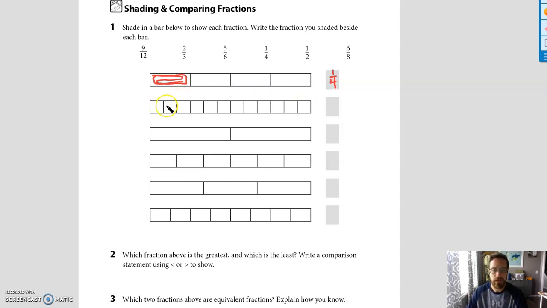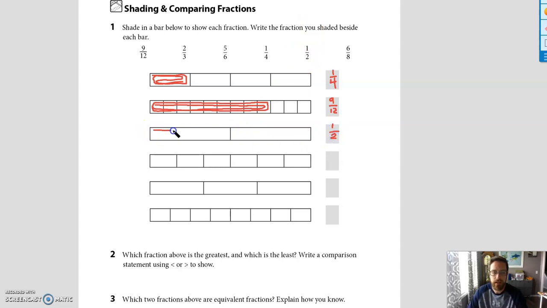So the next one, 1, 2, 3, 4, 5, 6, 7, 8, 9, 10, 11, 12. So our denominator is 12, so 9 twelfths. So I'm going to write 9 twelfths. And then I'll shade it 1, 2, 3, 4, 5, 6, 7, 8, 9. Okay, and again, I don't have to shade them in perfectly, just so I get the gist of how many are shaded in. Okay, the next one is 2, so that's just going to be 1.